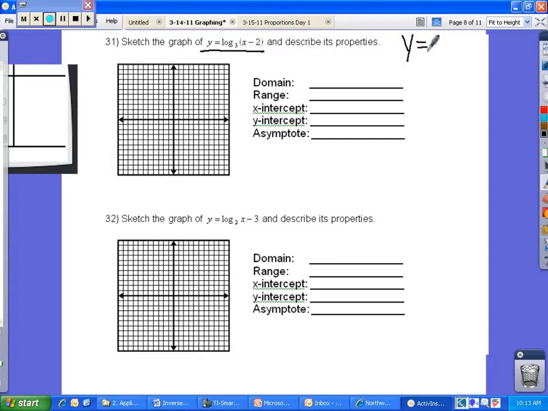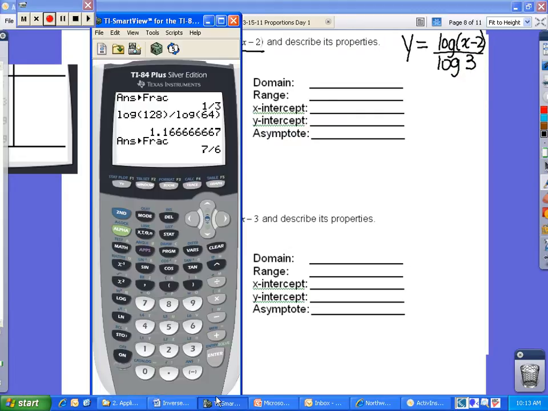which means I need to use change of base first to write this in the form of y equals the change of base. So I'm going to rewrite this as log of (x minus 2) over log of 3. Okay? So that's actually what I'm going to put in my calculator. Go to y equals, clear whatever you have in there, and do log of (x minus 2), end your parenthesis, divided by log of 3.